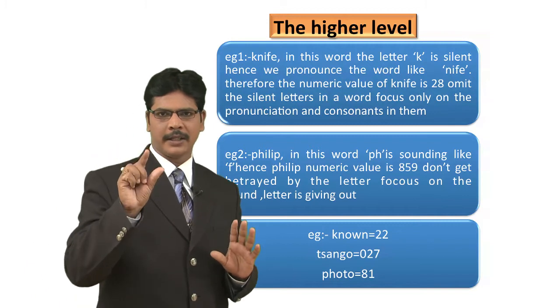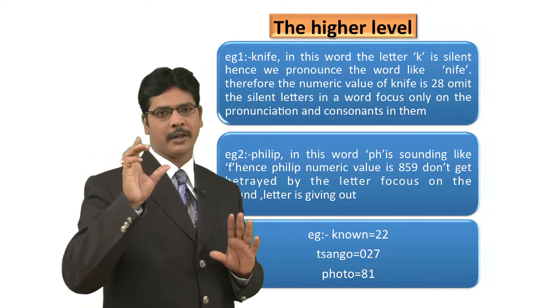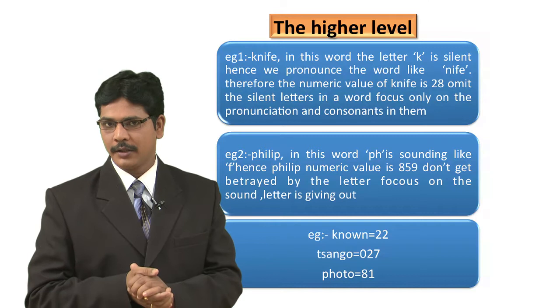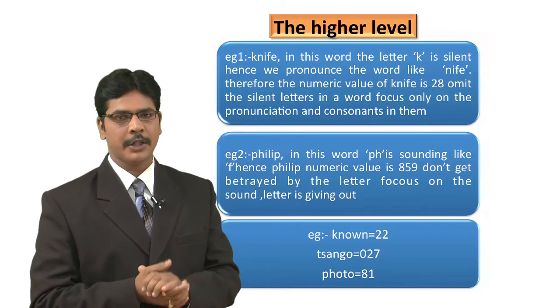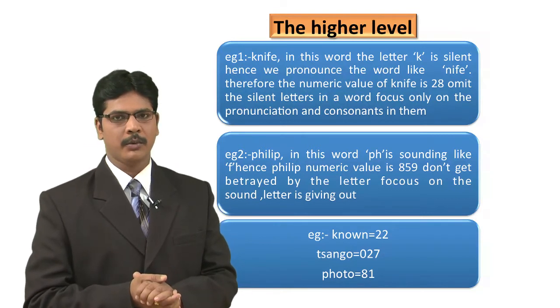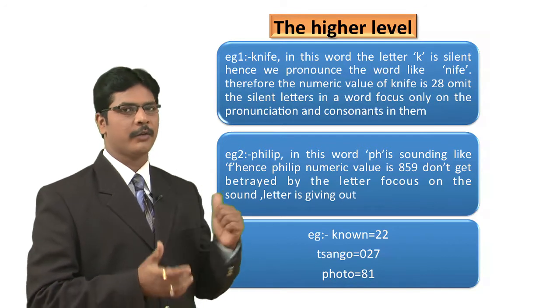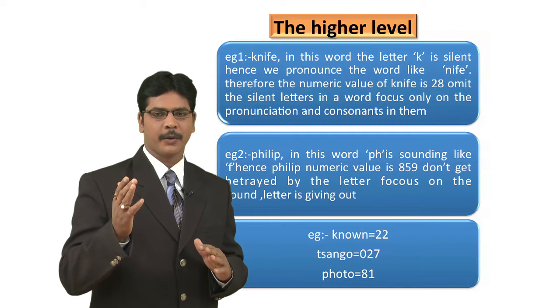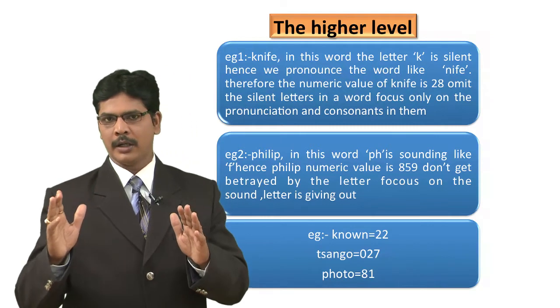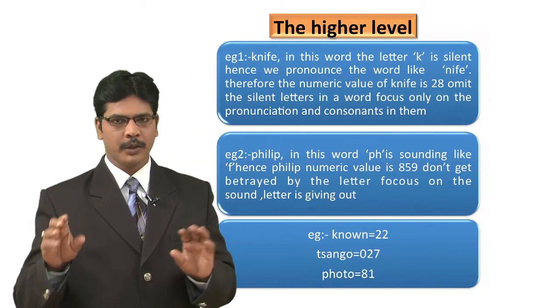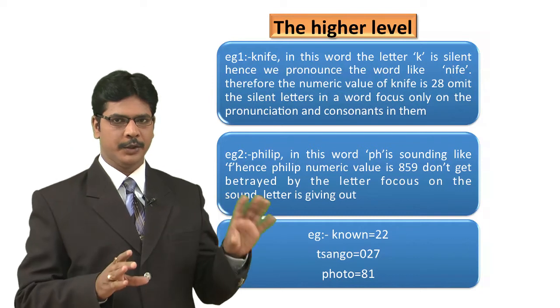Don't see the letter and get bewildered by that particular letter. Look at the sound, what is being given out. Only based on the sound, you must write its numeric value, not based on the letter value. This is the higher exercise. So I think you're all now clear with the rules. Only based on the sound, write the numeric.